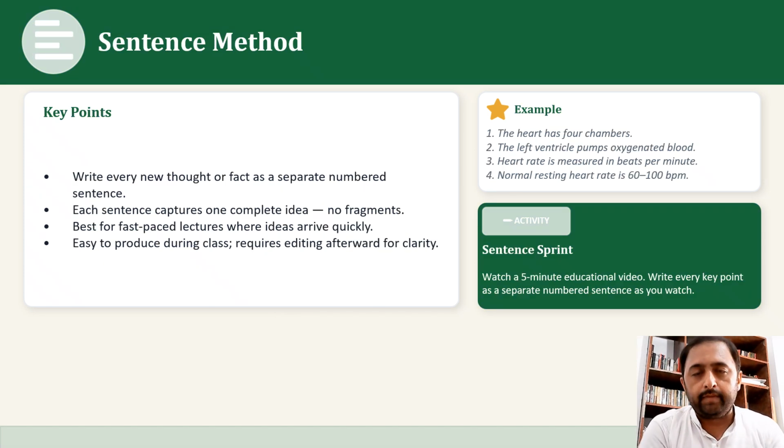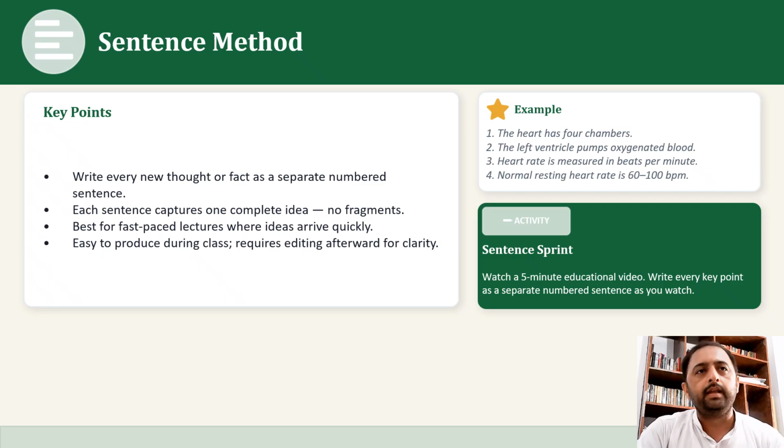There is one more method which is called the sentence method. It says write every new thought or fact as a separate numbered sentence. Each sentence captures one complete idea, no fragments. It is best for fast-paced lectures where ideas arrive quickly, easy to produce during class, but requires editing afterward for clarity.